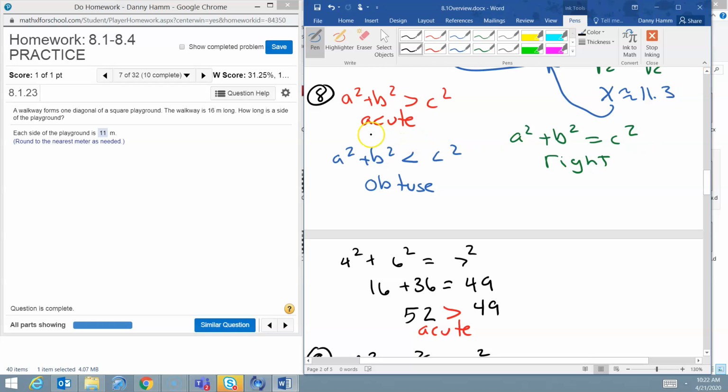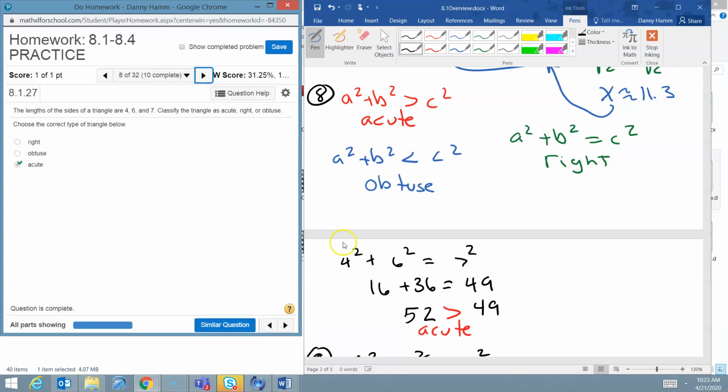Moving on to number 8 and number 9, we're being asked if these triangles are acute, obtuse, or right. In knowing that, we have to look at this format. If our legs, after we square them and add them, is greater than the hypotenuse squared, it is an acute triangle. If those legs, after being squared and added, is less than the square of the hypotenuse, it is obtuse. And if it equals, then it must be a right triangle. So number 8, I follow through and I find out that my legs squared are 52, which is greater than 49, so this must be an acute triangle.